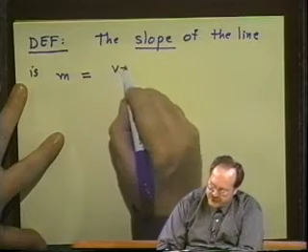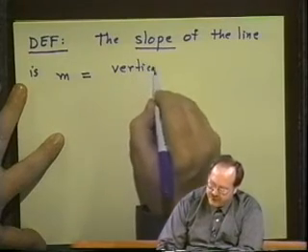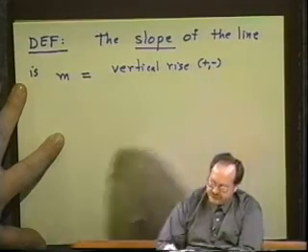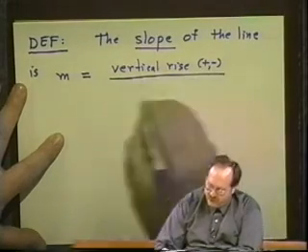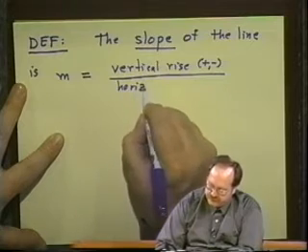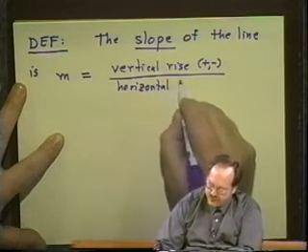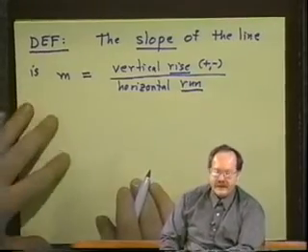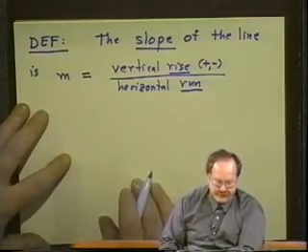Now, I will describe it to be the vertical rise, which remember could be plus or minus, over the horizontal run. Some people just say rise over run, but I wanted to emphasize the vertical and horizontal here.